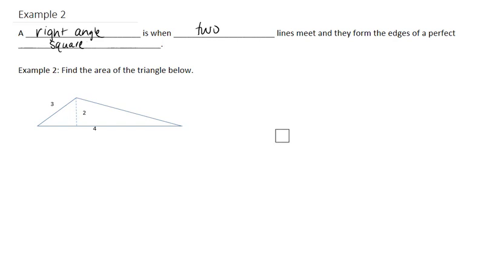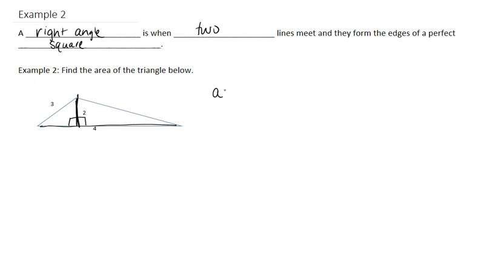So example 2, find the area of the triangle below. So here we have a different triangle. Here we have the height, which is shown here, and then this is our base. So this is what forms the 90-degree angles on both sides.